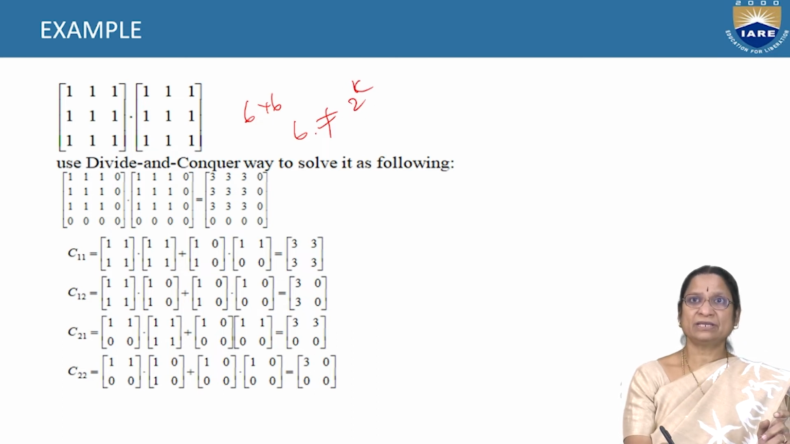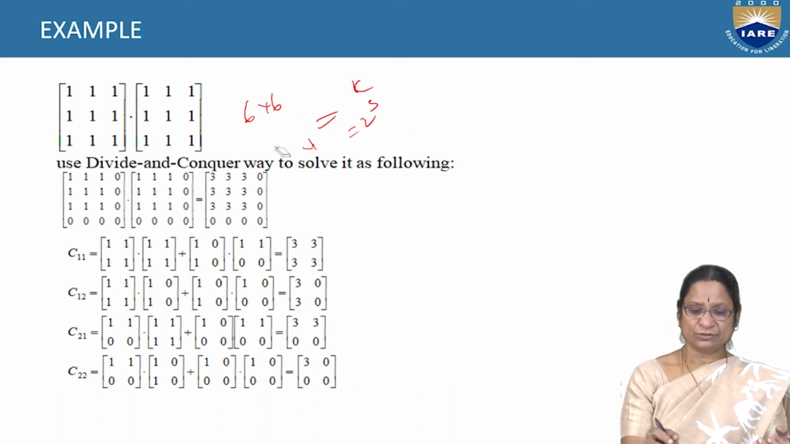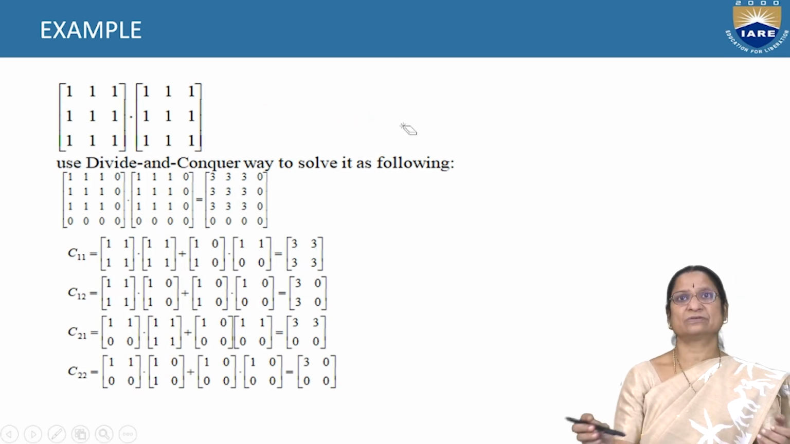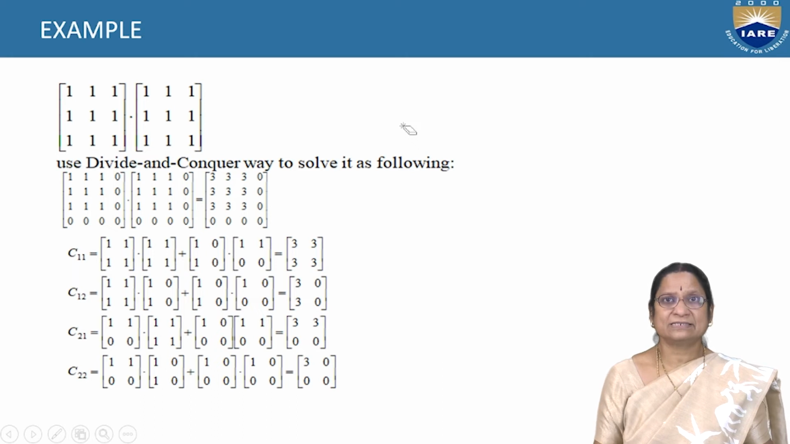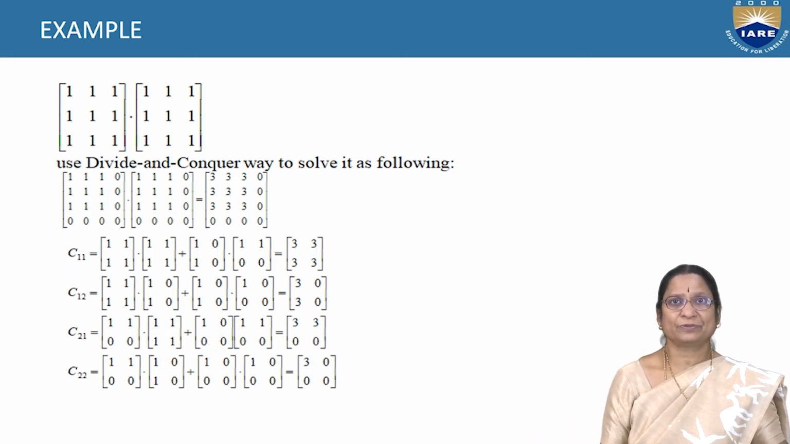So what is 2 power k? 2 power 1 is 2, 2 square is 4, 2 cube is 8. After 6, the next value is 8, so I can take n, which can be represented as 2 cube. That means 2 rows and 2 columns must be added to my original matrix as zeros, so that it can be considered as an 8 by 8 and the process is continued.